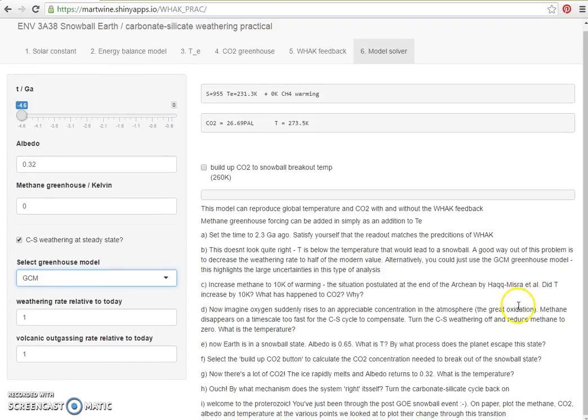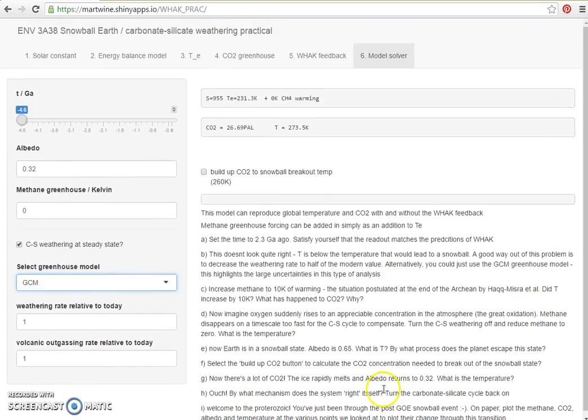So there's a series of instructions here to run through and questions for them to solve, and they can then use the model to do these experiments. This is really a very simple long-term climate model that the students are able to use in the workshop to understand the system better.